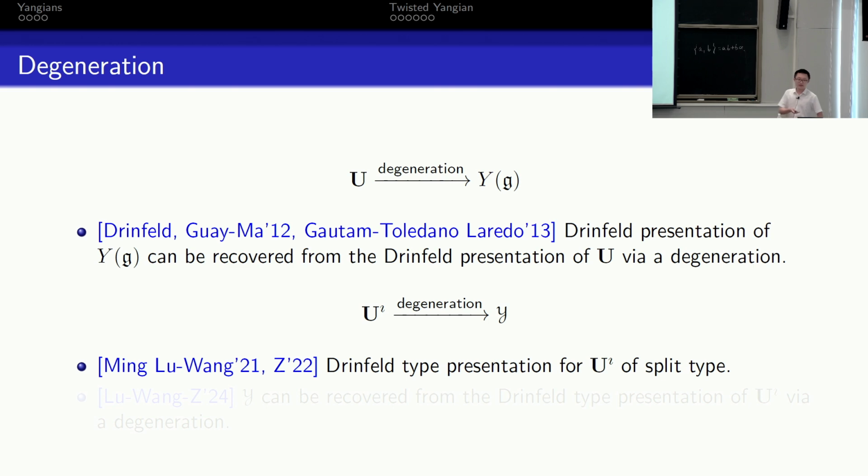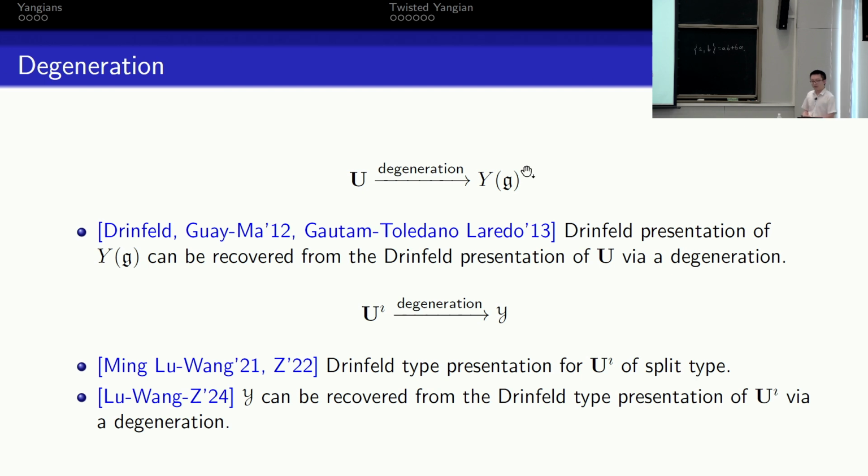And in the case of quantum symmetric pairs, we also obtained a Drinfeld presentation for this affine i-quantum group. This presentation was first obtained by Lu, Wang and Zhang for split ADE type. Myself generalized their work to split BCFG. Actually, we also generalized this Drinfeld type presentation to some quasi-split types. So then we just apply a similar degeneration method to the Drinfeld presentation for the affine i-quantum group. And then we can obtain the Drinfeld presentation for twisted Yangians.